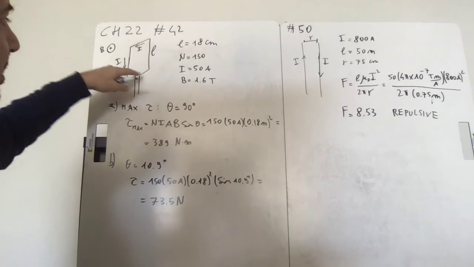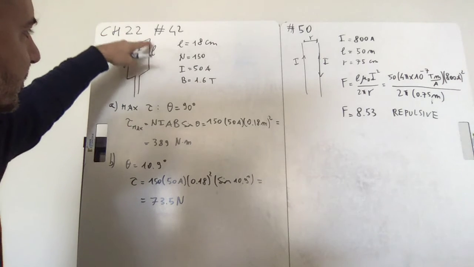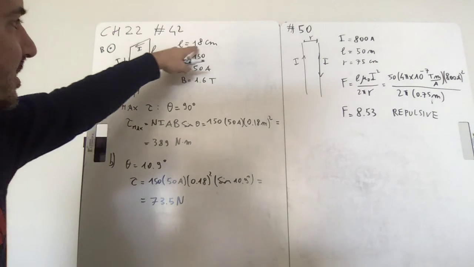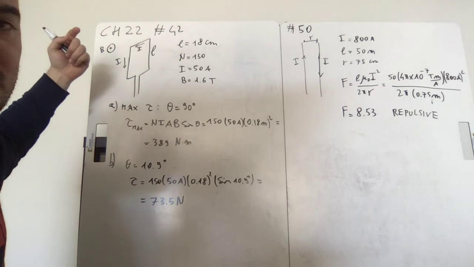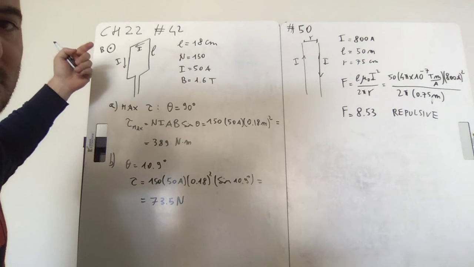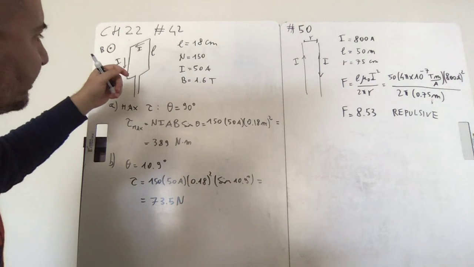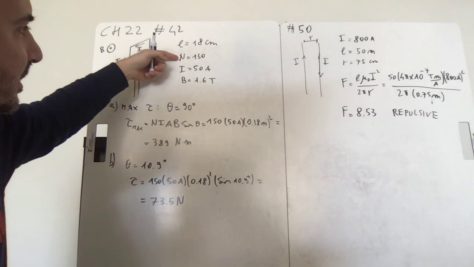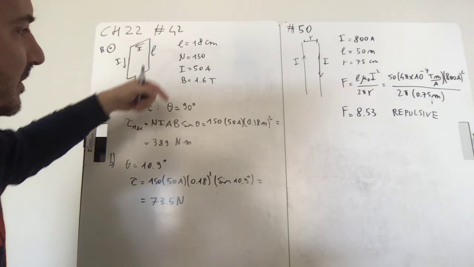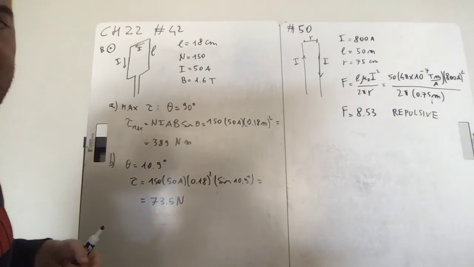So here I draw the one loop. Each side L is 18 centimeters. The magnetic field, in this case, I just draw it outside the board. Again, it doesn't matter because this thing is going to turn around. The current I is 50 ampere. There are 150 turns, so N is 150. This magnetic field is 1.6 Tesla.